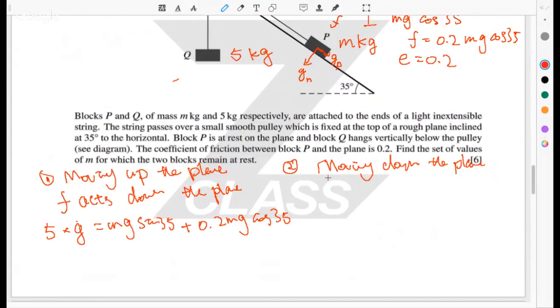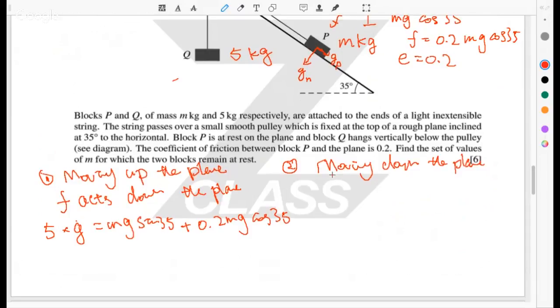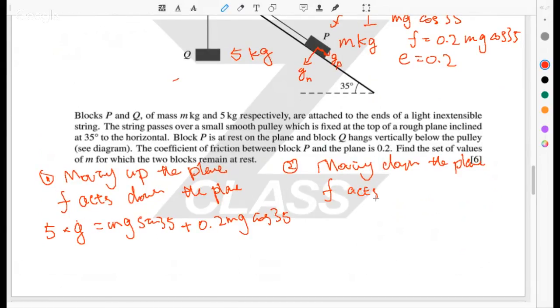And in the case where P is about to move down the plane, friction must act up the plane. So we're going to change the sign. 5 times G would now be balanced out by mg sine 35 minus 0.2 mg cos 35.